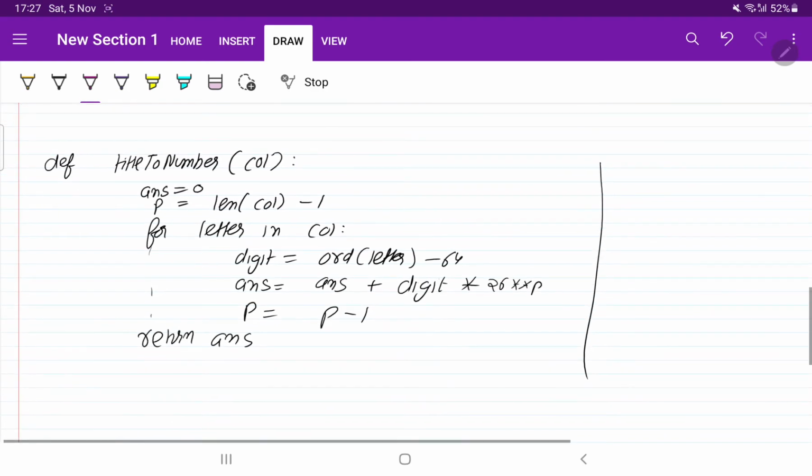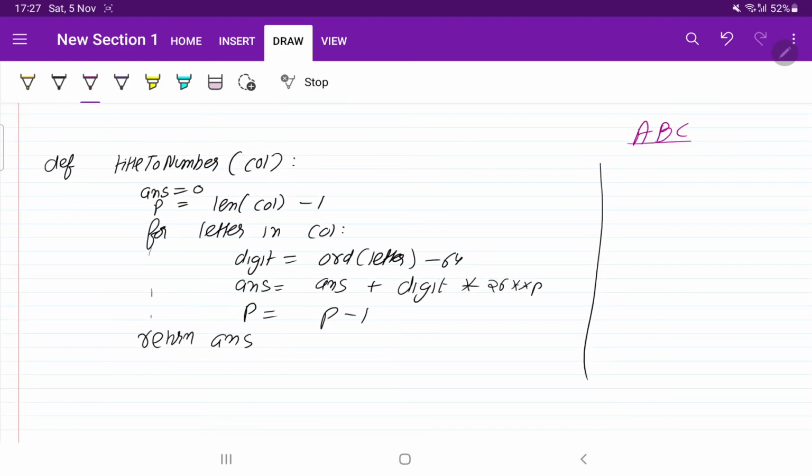Let us try to debug this. Let's say it is ABC. What is the answer? Initially the answer value is 0. What is P? P is for power. What is the length of column? It is 3, so the P value will be 2. We will traverse each letter in this column. First of all, it will be A. So what will be the digit? The digit will be 65 minus 64, which is 1. So D is 1, and initially the answer value is 0.